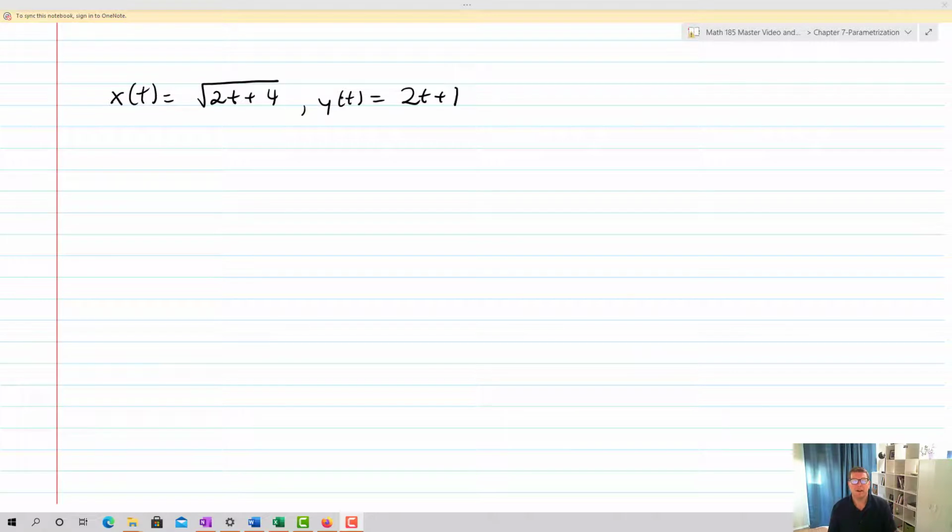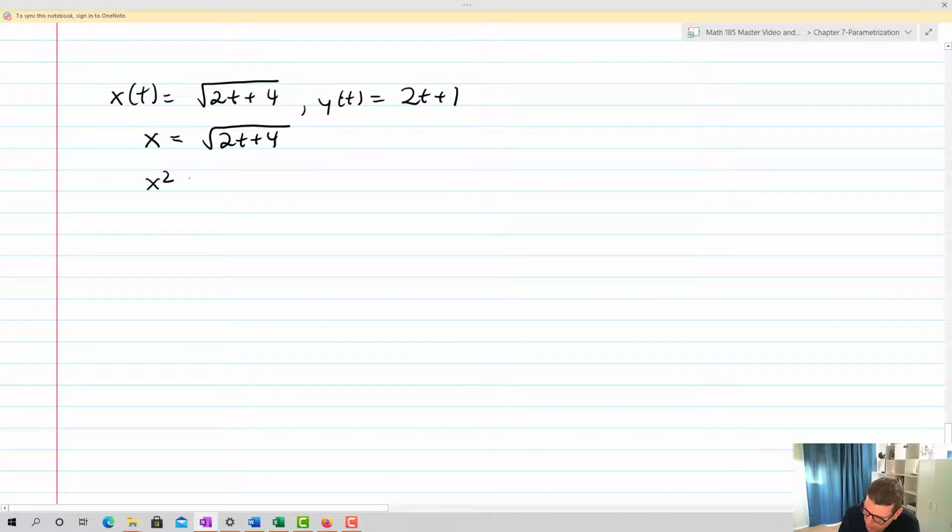Let's take a look at another problem. Let's say, for example, I have x of t equals the square root of 2t plus 4, and I have y of t equals 2t plus 1. Now, you might think to yourself, well, y is linear. That's probably the easiest one to do. But in this case, we probably want to think a little bit more and consider that we want to start with x because of that square root. So x is going to equal the square root of 2t plus 4, and then I'm just going to square. So x squared is going to equal 2t plus 4.